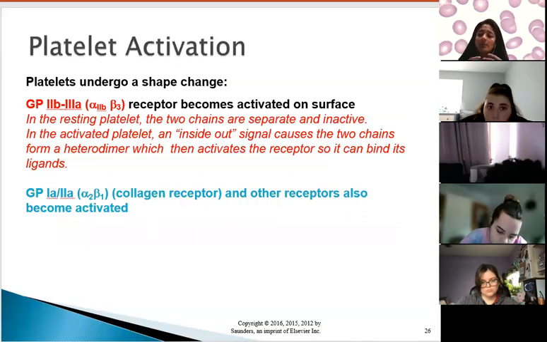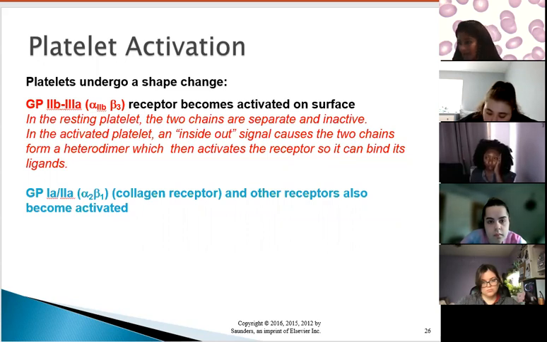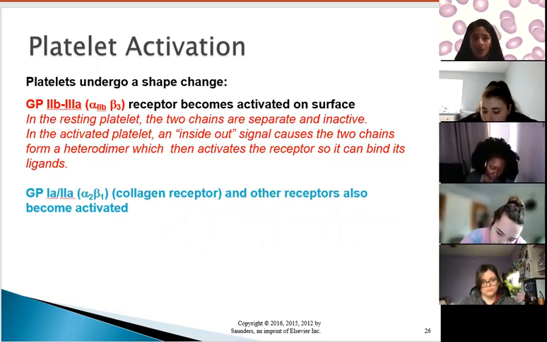Okay, when the platelets activate, they undergo a shape change. So normally they're nice and round, but now they turn into a different shape, kind of a spiky shape. And then they expose another receptor called the glycoprotein 2b3a receptor. Okay, that becomes activated on the surface of the platelet.